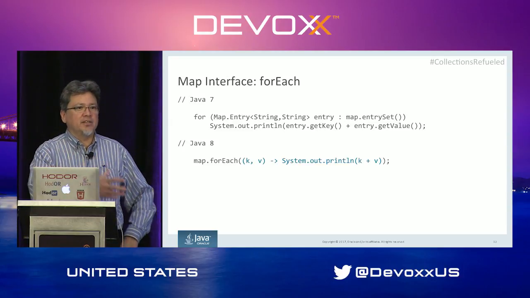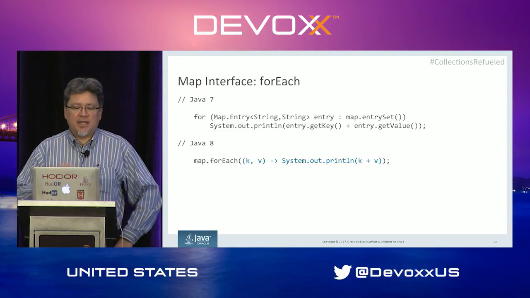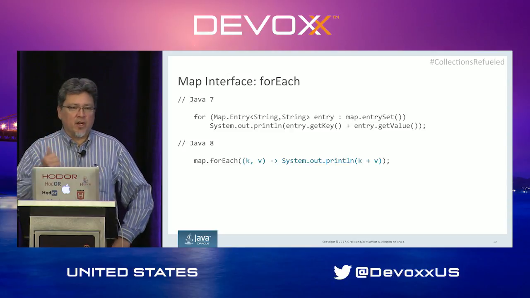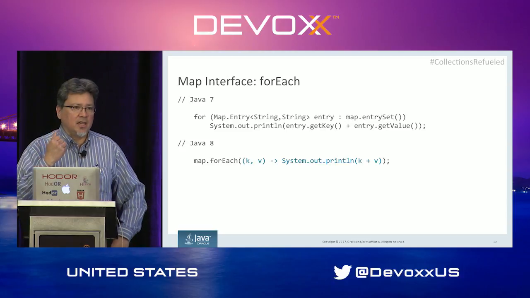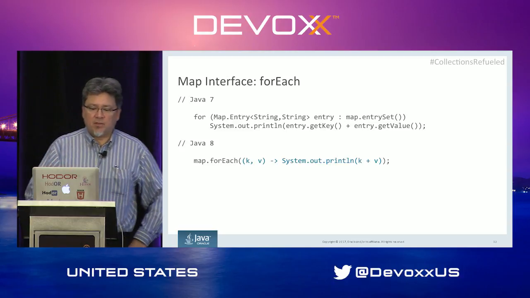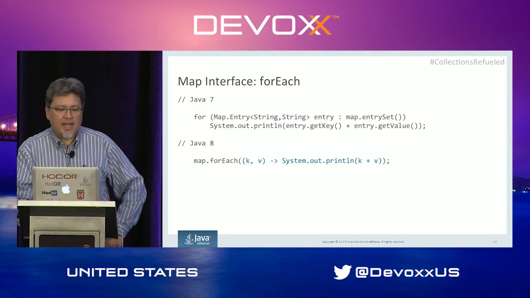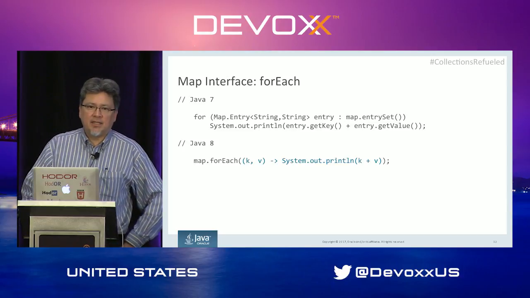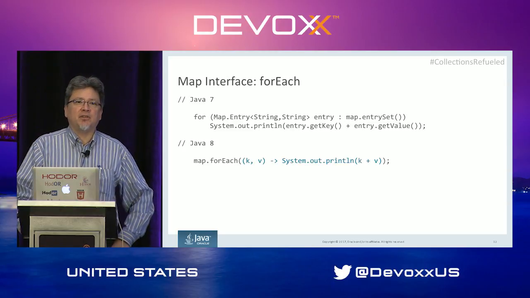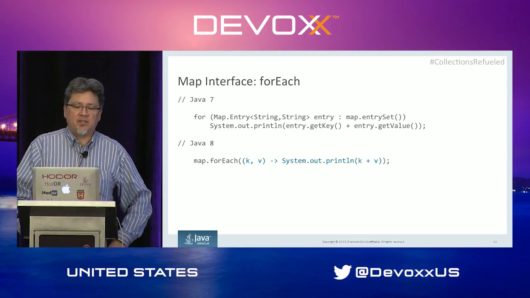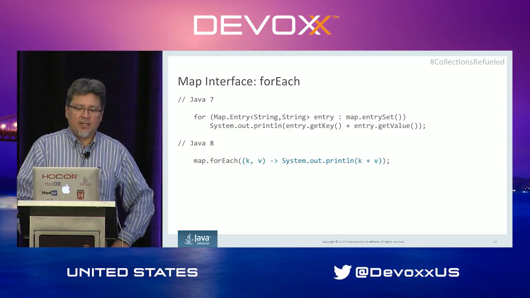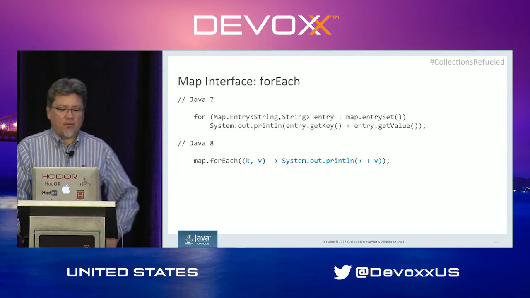It's just like the forEach on Iterable, except that instead of taking a function that takes one argument, it takes a BiConsumer, which takes two arguments, the key and the value. And so you can write a lambda expression that does that. It's mostly a syntactic nicety, but instead of you having to iterate over the map entries and then call getKey and getValue, it just hands you the key and value separately. So it's much more convenient in that way.